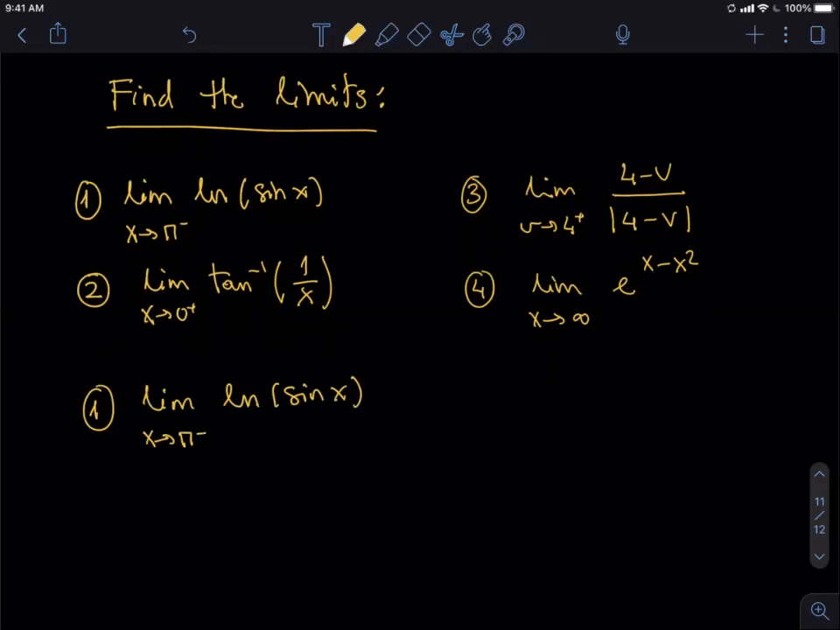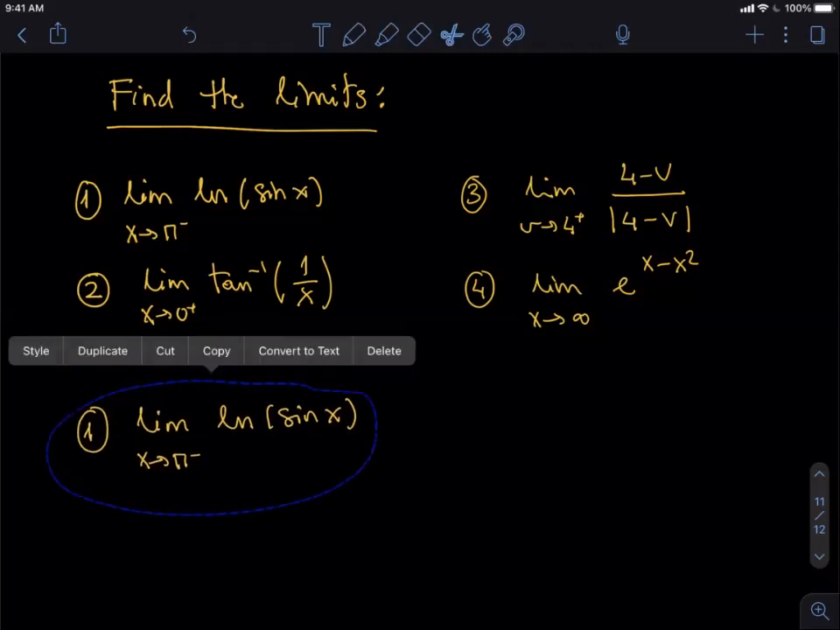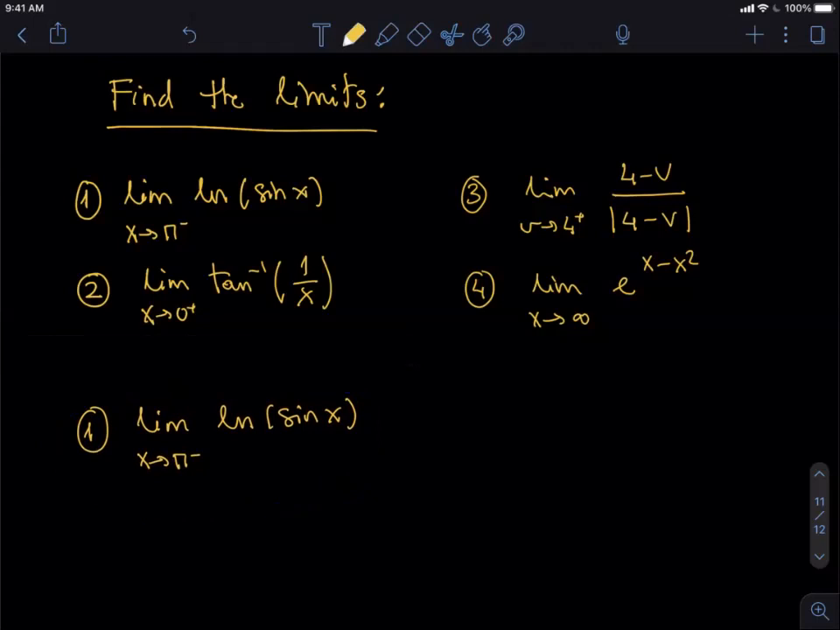Keep in mind, when we have continuous functions like the logarithm or the sine, the limit can move inside the function, but keep in mind when they are continuous. These are continuous functions in their domains. The sine of x is always continuous. The logarithm is only good as long as the argument, whatever is inside, is positive. Here we are saying that x tends to pi from the left.